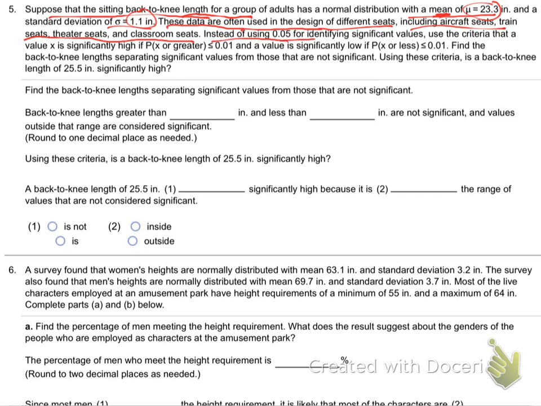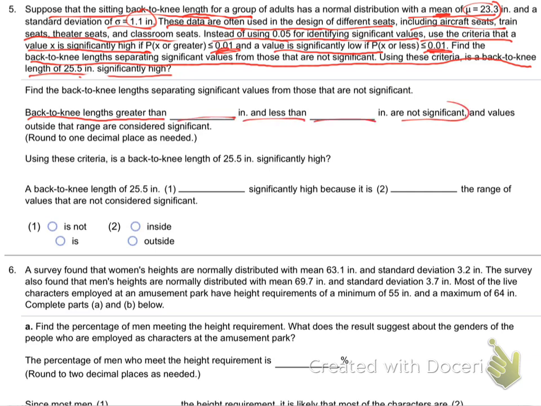Instead of using 0.05 for identifying significant values, use the criteria that a value x is significantly high if the probability of that or greater is less than or equal to 0.01, and the value is significantly low if it's less than or equal to 0.01. Find the back-to-knee length separating significant values from those that are not significant. Use these criteria as a back-to-knee length of 2.5 inches significantly high. Okay. Using these criteria. All right. So here we go. So they want back-to-knee lengths greater than blank and less than blank are not significant, and values outside that range are significant.